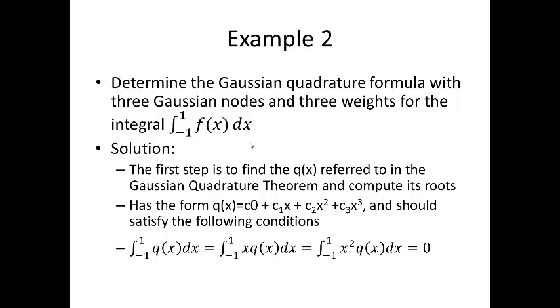This is example 2. We want to determine the Gaussian quadrature formula with 3 Gaussian nodes and 3 weights for the integral from minus 1 to 1 of f of x dx. Well, the first step here is to find q of x that's referred to in the theorem and compute its roots. So q of x is going to have the form c0 plus c1 x plus c2 x squared plus c3 x cubed, and should satisfy the following conditions. The integral from minus 1 to 1 of q of x is equal to the integral from minus 1 to 1 of x q of x, which is equal to the integral from minus 1 to 1 of x squared q of x.